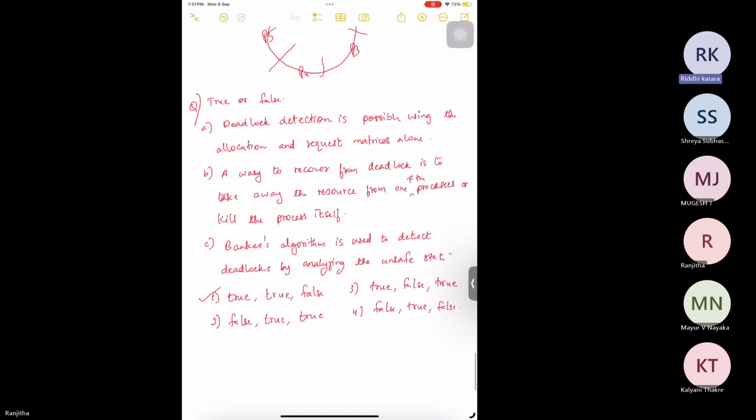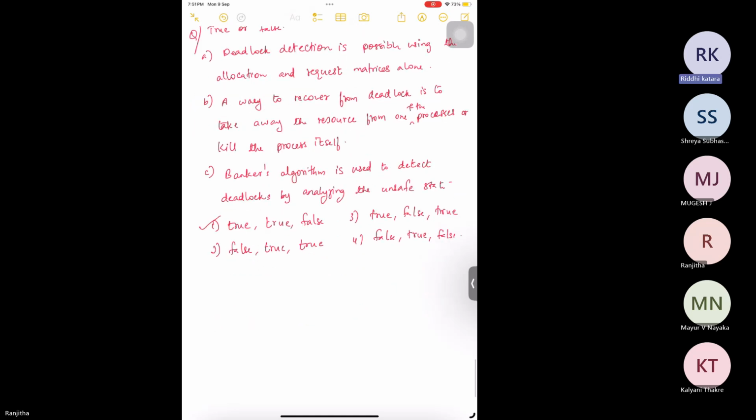And what is the answer in a non-multi-programming operating system? It cannot happen. It can never happen because it is a non-multi-programming OS, right? So only one-by-one executions happen. So it can never happen.